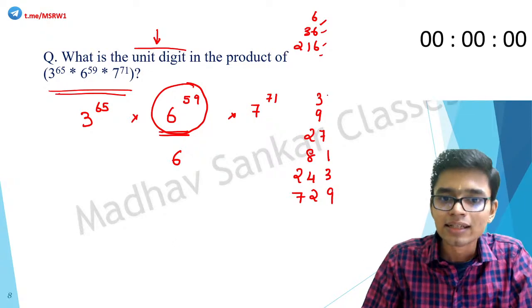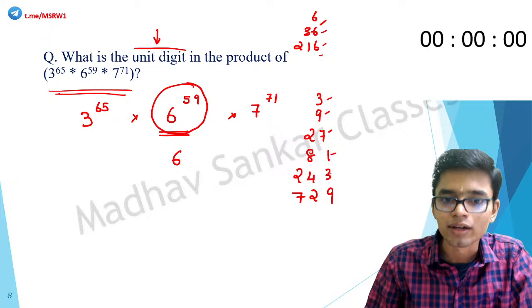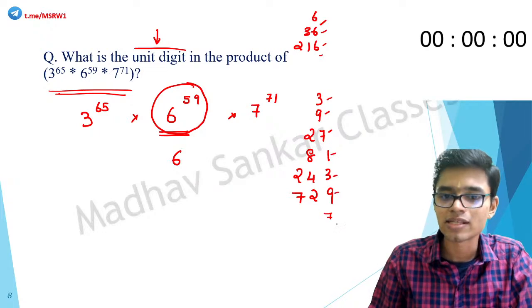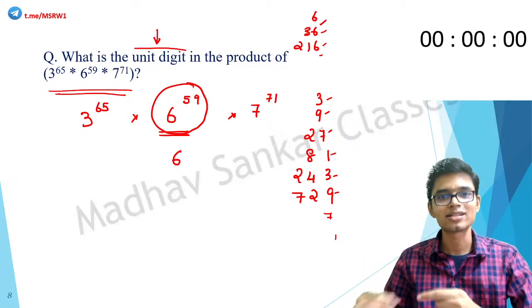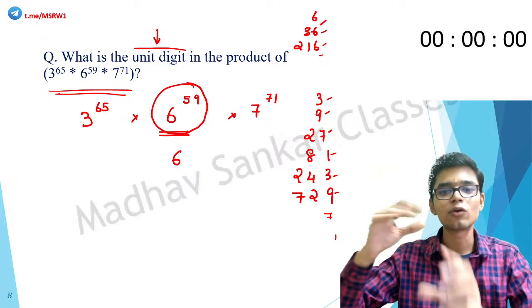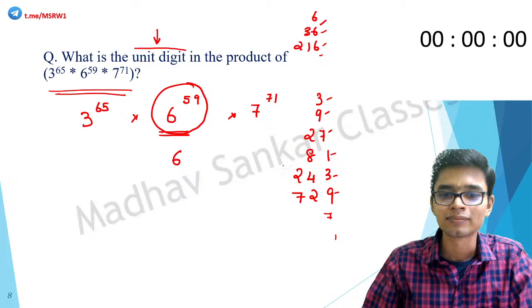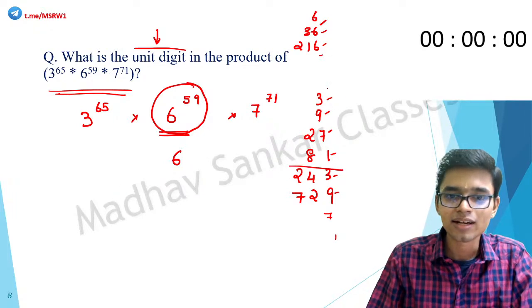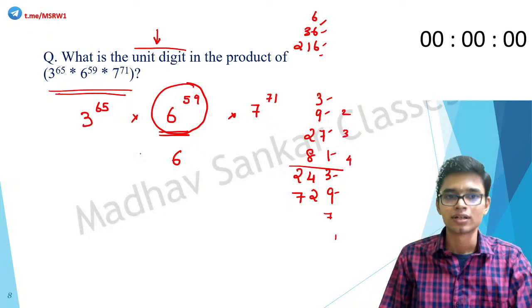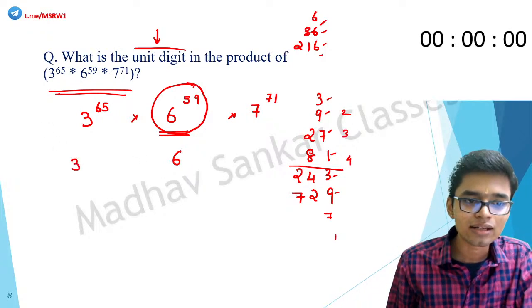Look at this series: 3, 9, 7, 1. Again 3, 9, next will be 7, and then next will be 1. So this keeps on repeating: 3, 9, 7, 1, 3, 9, 7. So the unit digit will have only these 4 values. This is 3 raised to 1, this is 3 raised to 2, this is 3 raised to 3, this is 3 raised to 4.